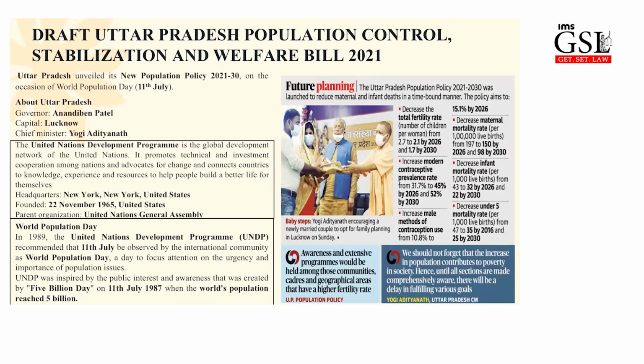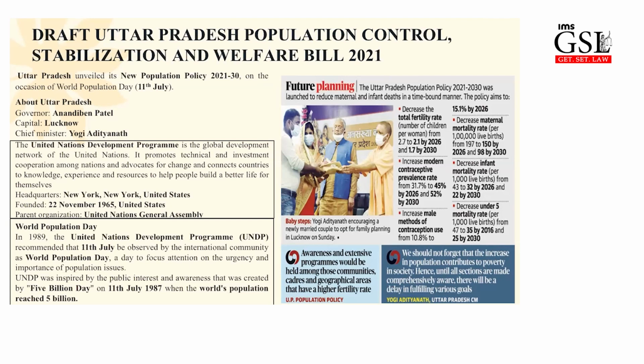Now, interestingly, this bill is basically to ensure that the families plan their future properly. To put some perspective, the bill also states a few figures here. So the objective here is to decrease the total fertility rate, number of children per woman, from 2.7 to 2.1 by 2026 and 1.7 by 2030.